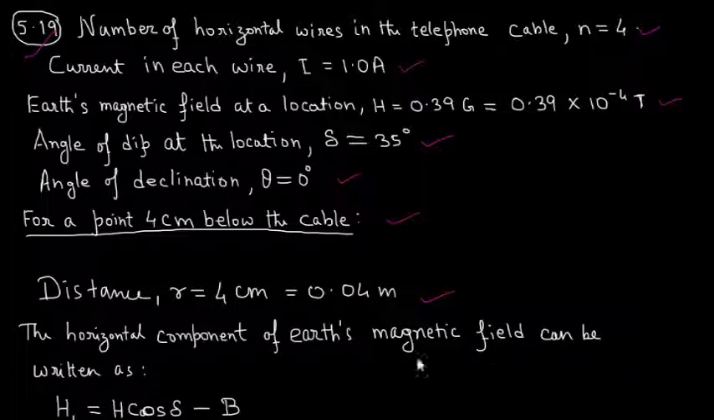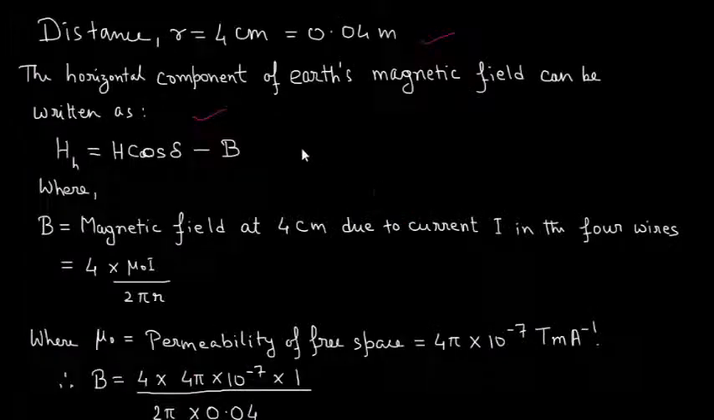The horizontal component of Earth's magnetic field can be written as H_H is equal to H cos theta minus B, where B is equal to the magnetic field at 4 centimeter due to current I in the 4 wires, that is 4 into mu naught I upon 2 pi r, where mu naught is equal to the permeability of free space, that is equal to 4 pi multiplied by 10 to the power minus 7 T m A inverse.